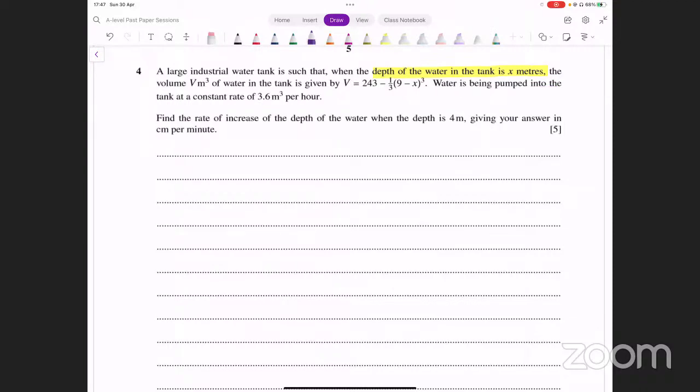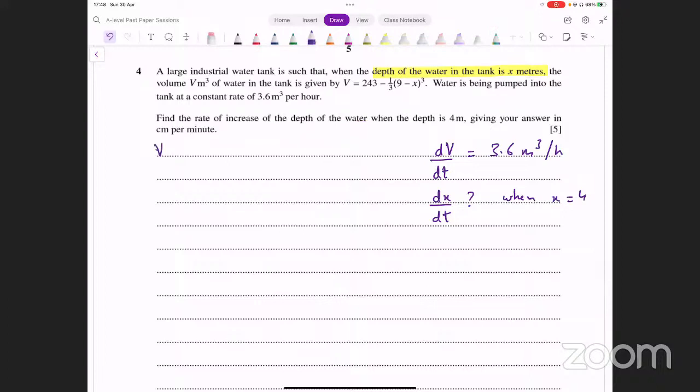अब इसको कैसे लिख सकते हो? You can say this is dV over dt. This is what we are given, and that is 3.6 meter cube per hour. These are the new units that they're using, meter cube and hours. Okay. Now, what we want to find is the rate of increase of the depth of the water. यानी depth is x, तो हमें find करना है dx over dt. ये find करना है किस point के ऊपर? When the depth is 4, when x is equal to 4. ये find करना है.